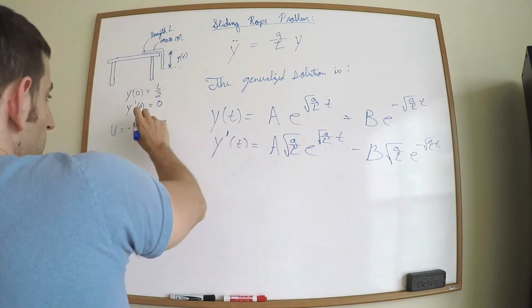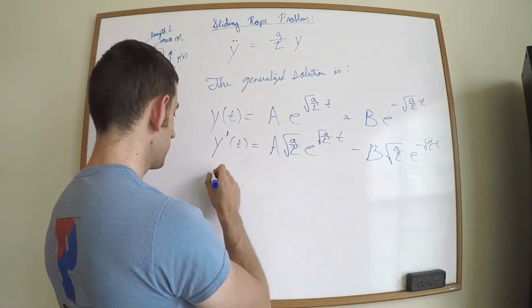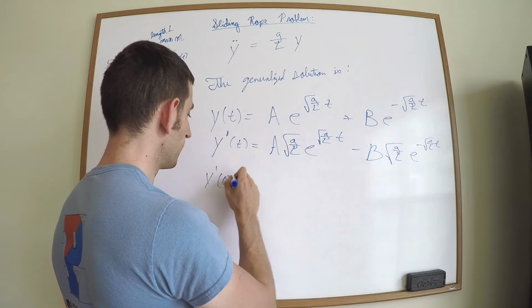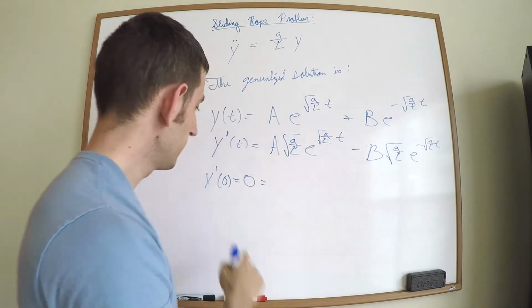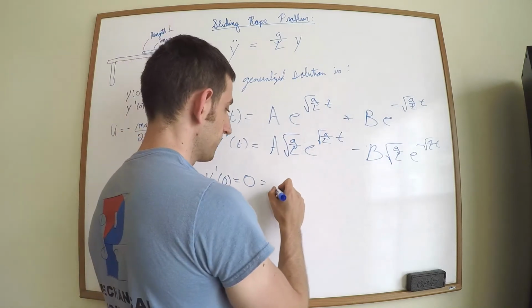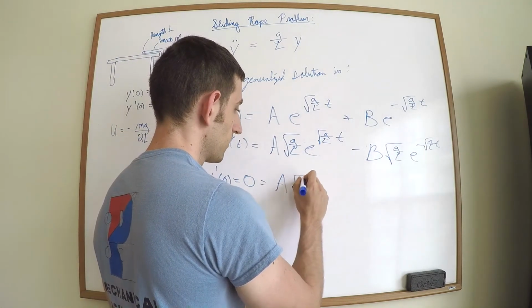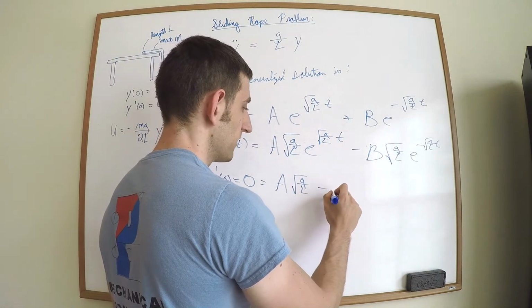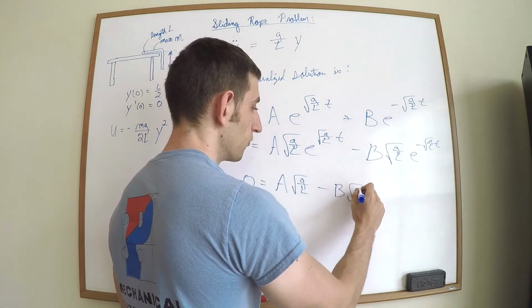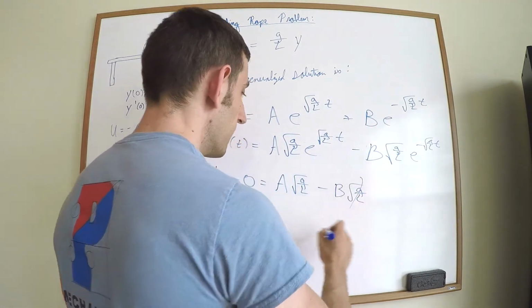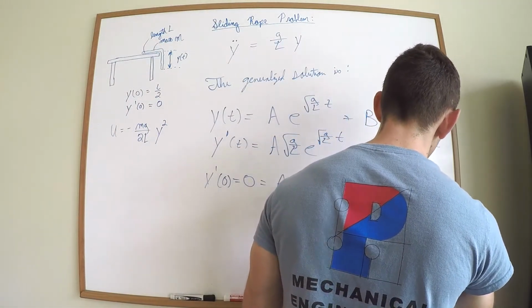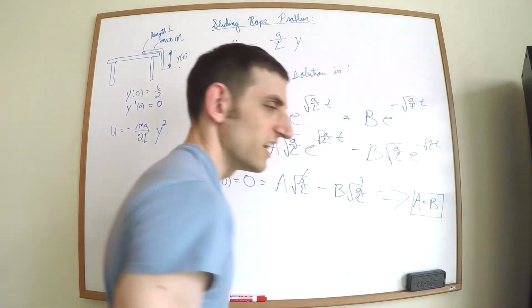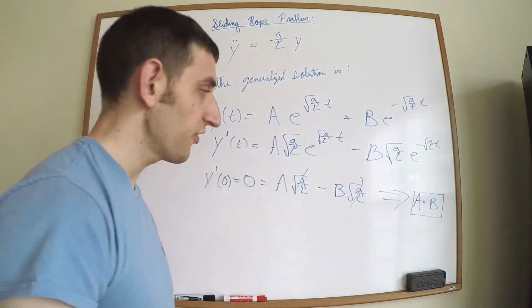So now let's apply our initial conditions and finalize the solution. So the first one we're going to use is this. We know that y prime of 0 equals 0, and if we plug 0 in for t, we get a root g over L minus b root g over L. So guess what? These can cancel, and we find that a is equal to b.